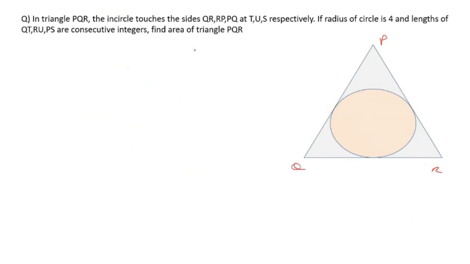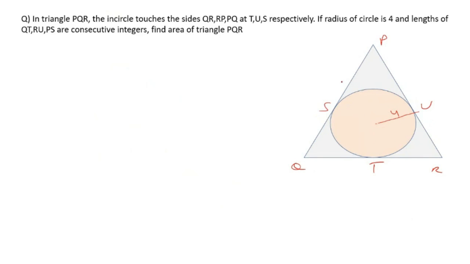Triangle PQR, the in circle touches the sides QR, RP and PQ. QR is touched at T, RP touches at U and PQ touches at S. If the radius of the circle is 4, so basically the in radius is 4, and the lengths of QT, RU and PS are consecutive integers, right?